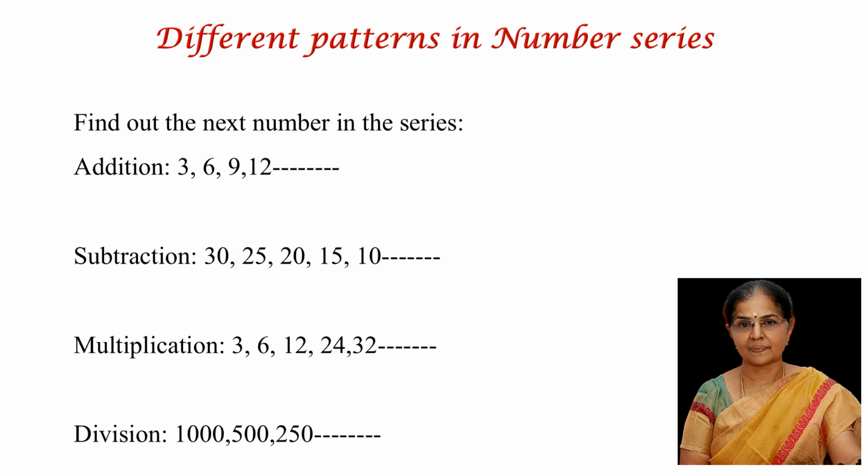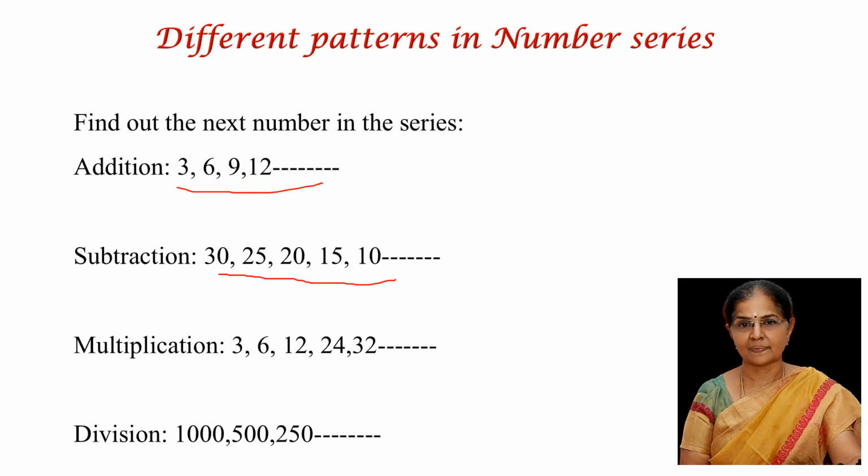See, in the first case, the numbers are increasing: 3, 6, 9, 12. It is increasing. And look at the second problem: 30, 25, 20, 15, 10. It is decreasing. So if the numbers are increasing, it could be addition or multiplication. And if the numbers are decreasing, then it could be subtraction or division.